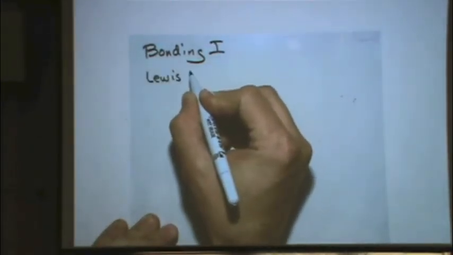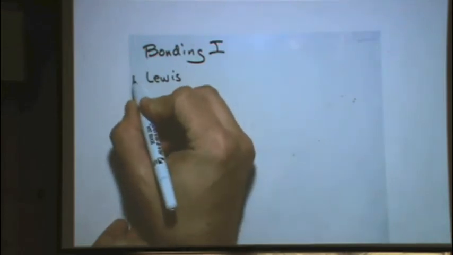So if you learned this already in high school, you'll see a lot of similarities. Okay, basically what Lewis theory says is that noble gas configuration is desired. So everything likes to have a noble gas configuration. That's what Lewis is built on. And it says a couple things. You'll see this in your reader.